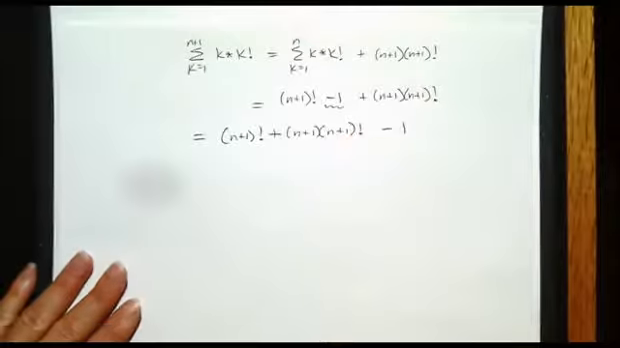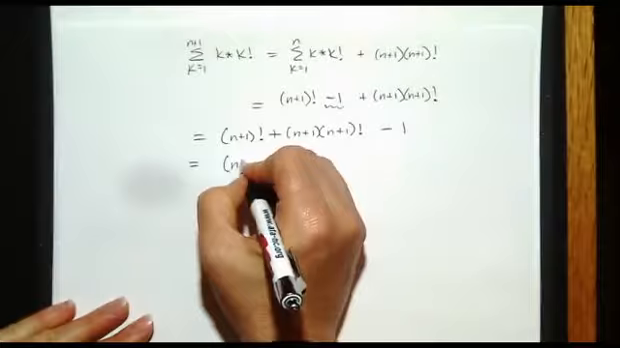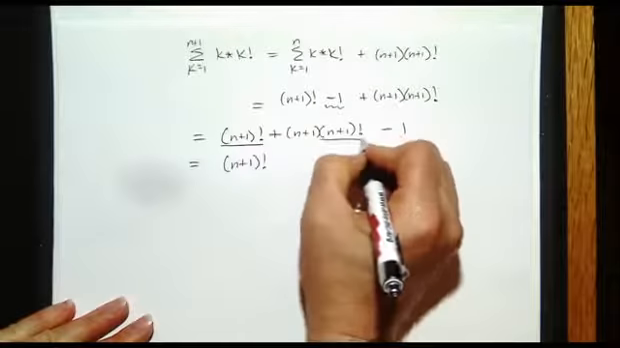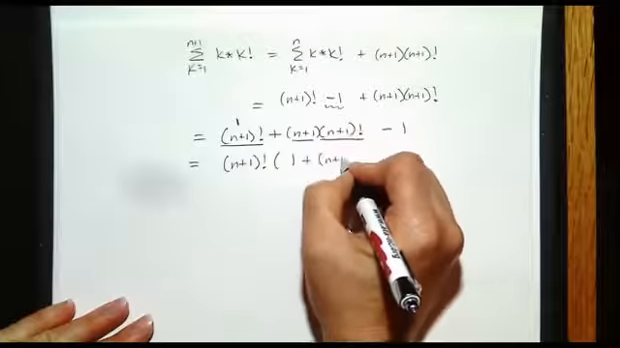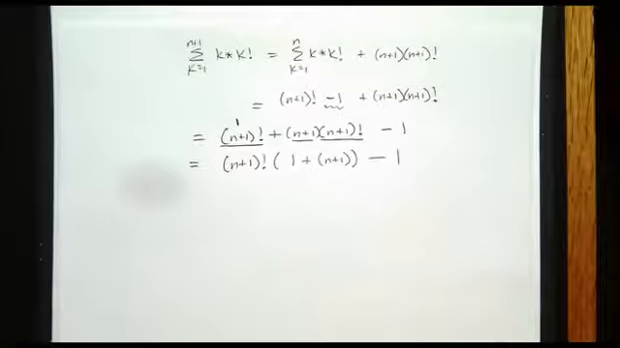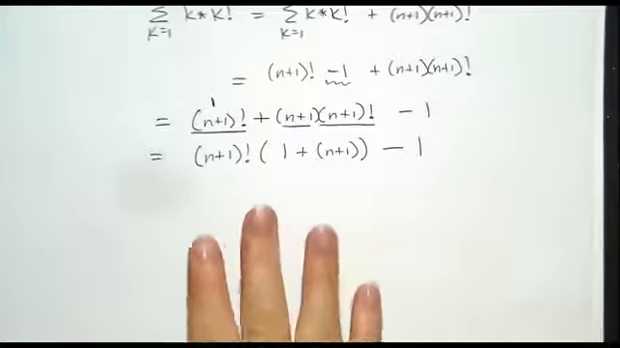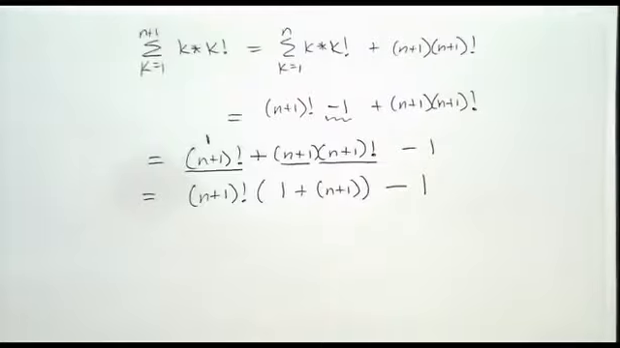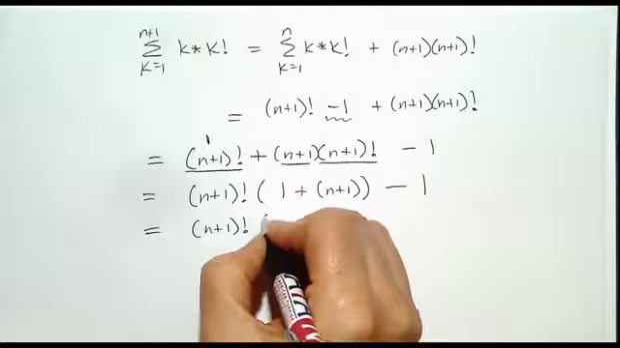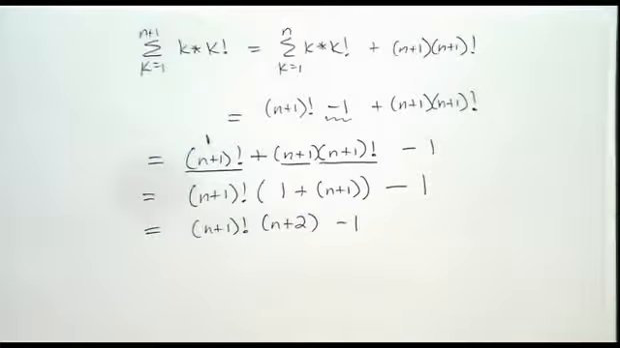Does anybody have an idea of what to do next? Factor out an n plus 1 factorial because it's in both of the terms. And what I get after I factored out here is a 1. So I get 1 plus the quantity n plus 1. And then I still have the minus 1. So I factored out an n plus 1 factorial out of the first two terms. And inside the parentheses, we have what? N plus 2. And so is there any magic you can do to finish this problem?